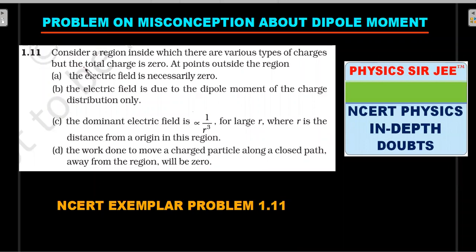Let me go through the formal reading. Consider a region inside which there are various types of charges, but the total charge is 0. At points outside the region, the electric field is necessarily 0 is the first option. The electric field is due to the dipole moment of the charge distribution only. The dominant electric field is proportional to 1 by distance cube for large distances from the origin in the region. And work done to move a charged particle along a closed path away from the region will be 0. So these are the 4 options, of which one or more than one could be correct.